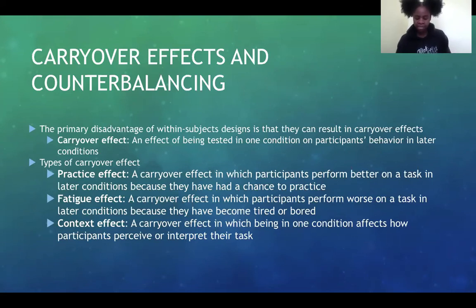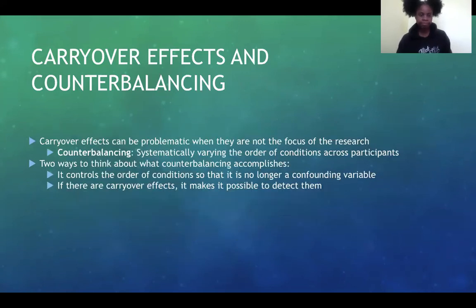And then a context effect is a carryover effect in which being in one condition affects how participants perceive or interpret the task at hand. Carryover effects can be problematic when they are not the focus of the research. The solution to the problem of carryover effects is counterbalancing, which means testing different participants in different orders. Two ways to think about what counterbalancing accomplishes: it controls the order of the conditions so that it is no longer a confounding variable, and if there are carryover effects, it makes it possible to actually detect them.